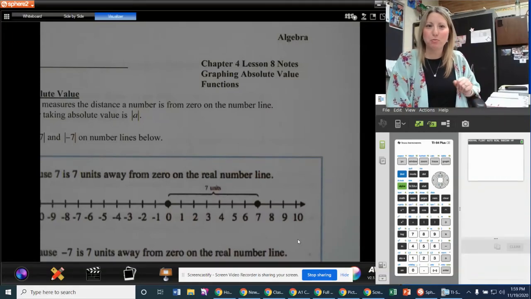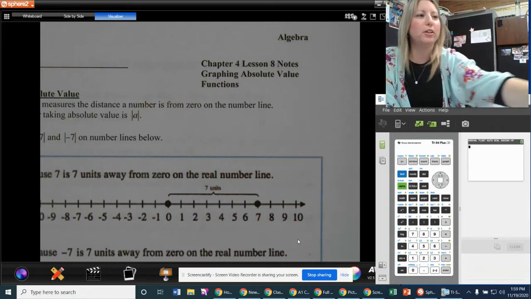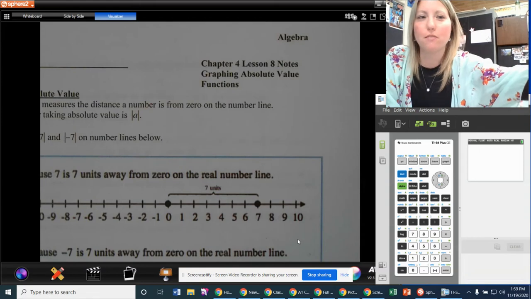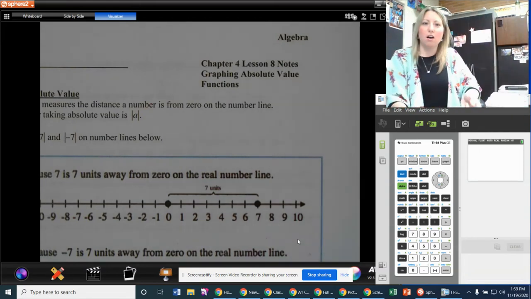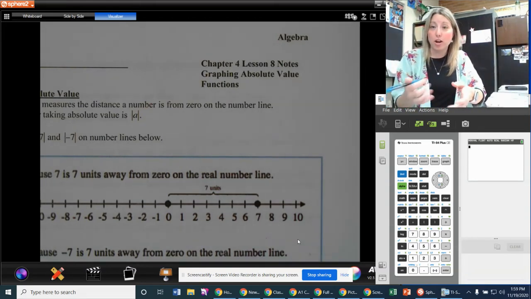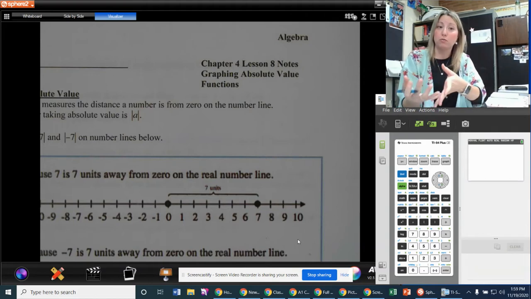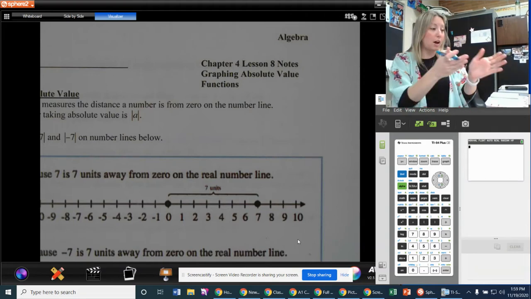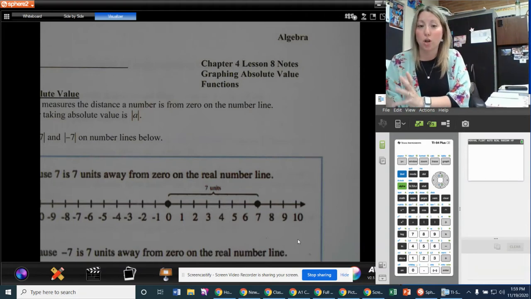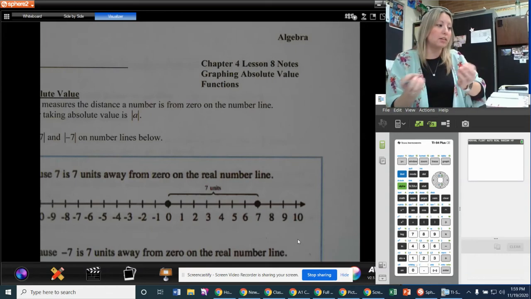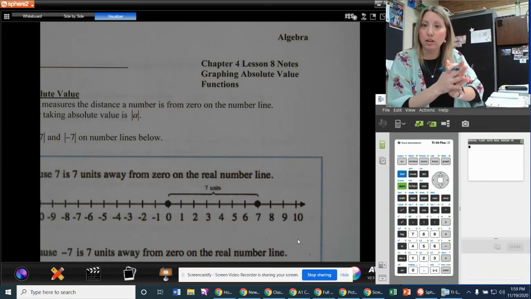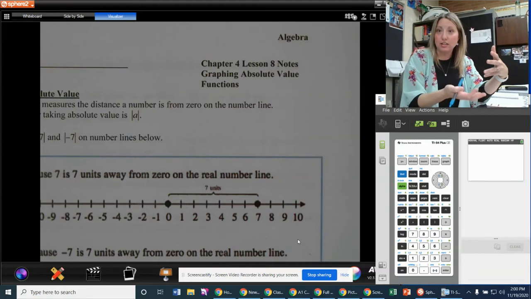We're going to graph absolute value functions again, right? I know in Chapter 3, Lesson 6, we spent a lot of time graphing absolute value functions and transforming them, right? Because I told you, because of the vertex, absolute value helps us to see how transformations of functions really work: adding and subtracting outside of the bars and adding and subtracting inside of the bars, right?